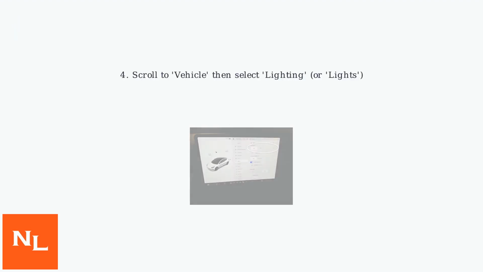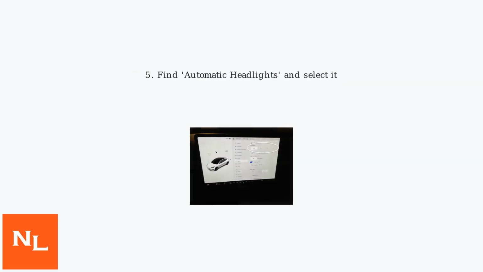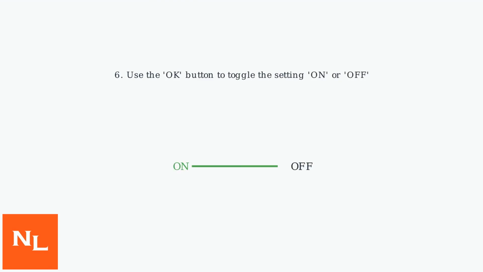Scroll to Vehicle, then select Lighting or Lights, depending on your display language. Find Automatic Headlights and select it. Use the OK button to toggle the setting on or off. Confirm your selection and exit the menu.